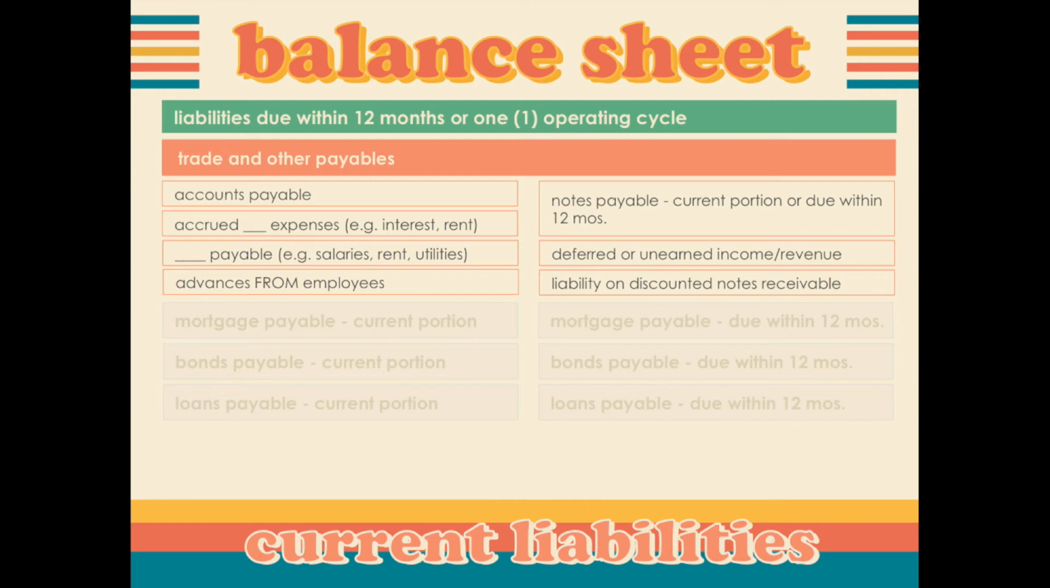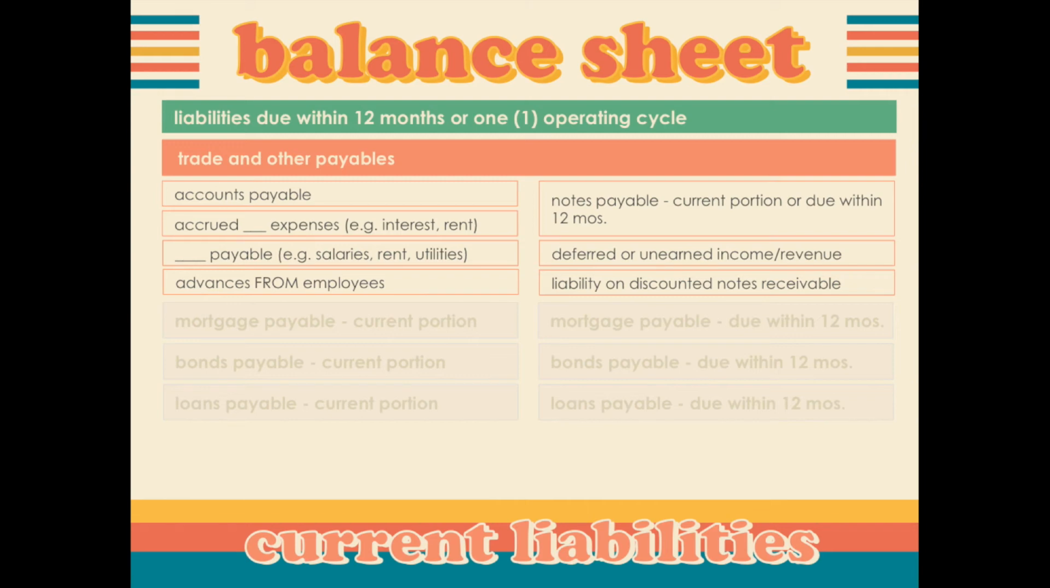Note payable is similar with the concept of note receivable, which we discussed earlier. Only now, the company is the maker of the promissory note, and the company will be the one making the payment in the future. Next is deferred or unearned income.